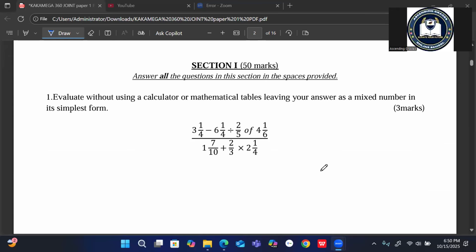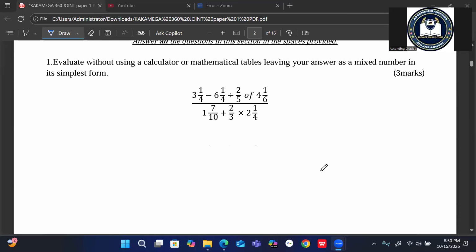Instructions are: answer all the questions in this section in the spaces provided. So begin the first question. Evaluate without using a calculator or mathematical tables, leaving your answer as a mixed number in its simplest form. So we have our numerator as 3¼ which is the same as 13/4, minus 6¼ which is the same as 25/4.